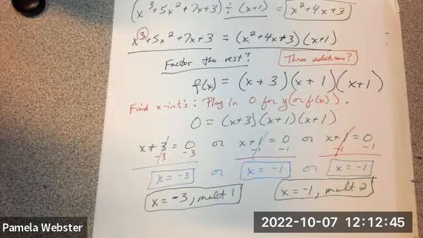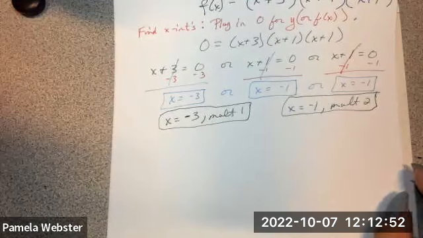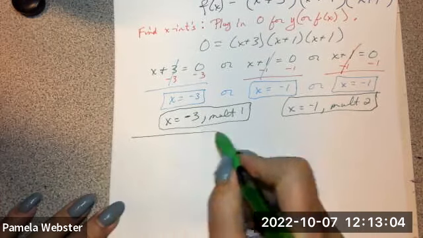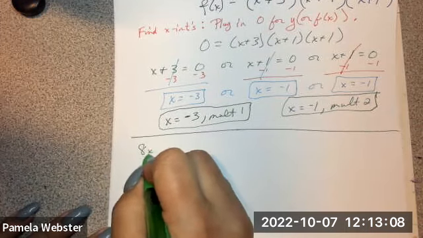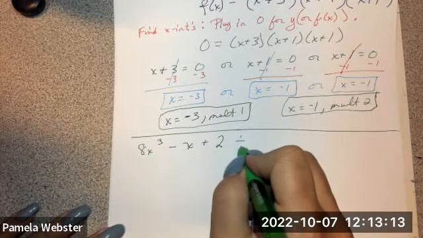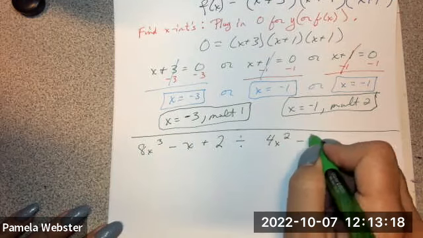All right. So I'm going to give you one to work on, and let's see if you can work it out. So this one is a little bit different than the last one we did, but hopefully it'll work out for us. So here we go. We'll see how it goes. We're going to do 8x cubed minus x plus 2 divided by, and we're going to do 4x squared minus 1.